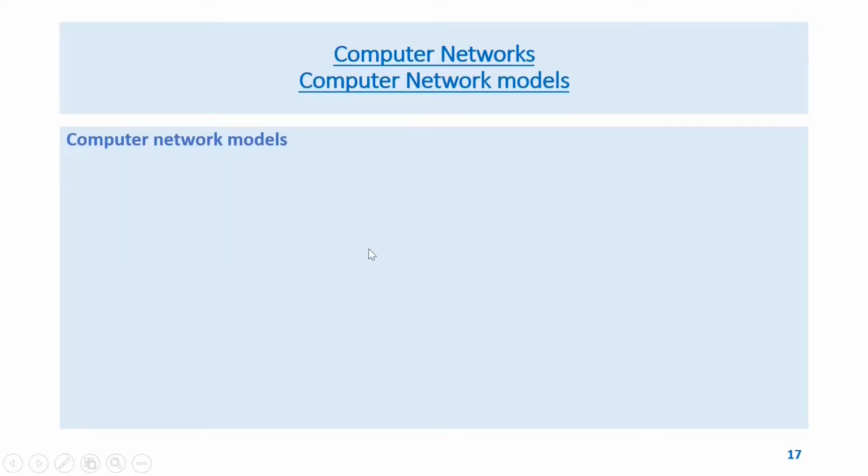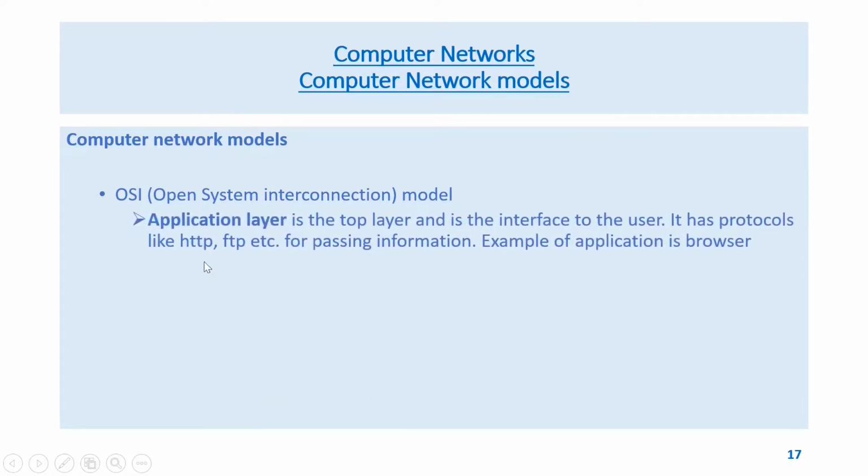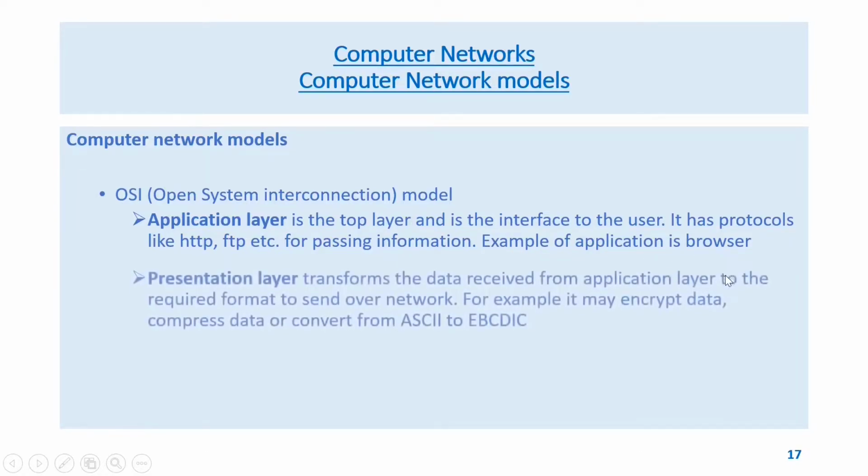Computer network models. OSI model, that is Open System Interconnection model. It has got 7 layers. First one is the application layer. This is the top layer and is the interface to the user. It has protocols like HTTP, FTP, etc. for passing information. Example of application is browser.